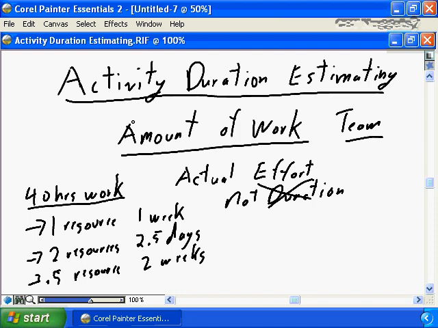So that's what activity duration estimating is all about. Identifying the work, developing estimates for the work, not the duration, and letting the project software calculate the duration for you based on the availability of the resources to work on your project.